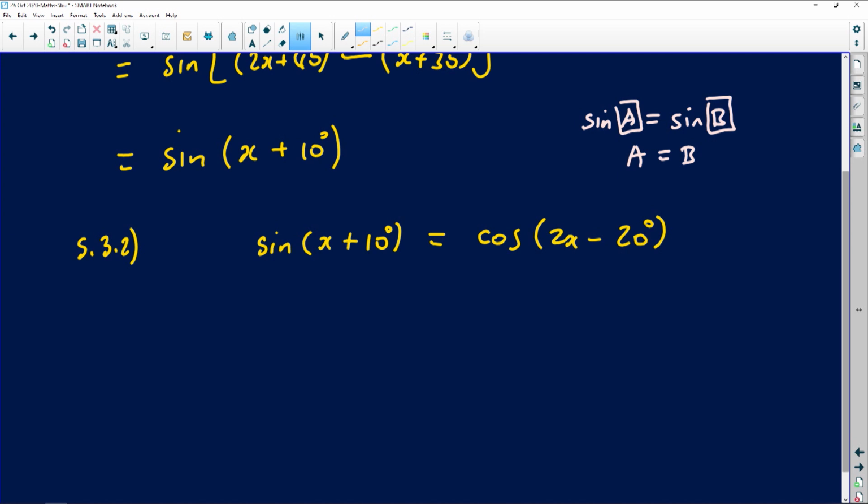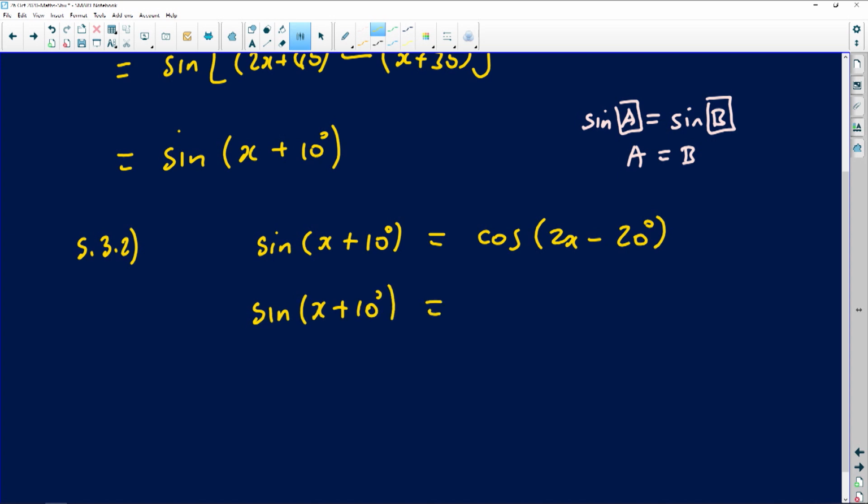But I can't do it yet since my ratios are not the same. One ratio is sine on the left, the other one is cos on the right-hand side. Now the question is, if I'm sitting with a cos, how do I force it to be a sine? Well, you should agree with me that we're going to need to use 90 degrees in this case. So I'll leave the left-hand side as it is, sine of x plus 10 degrees.